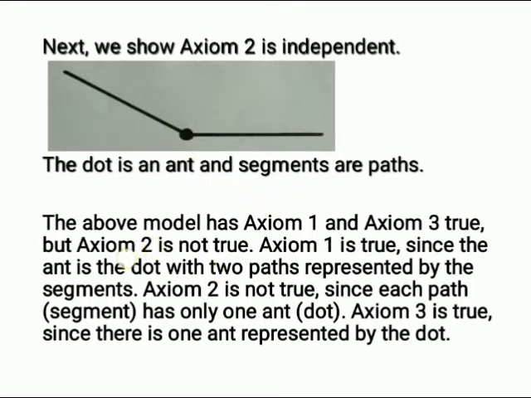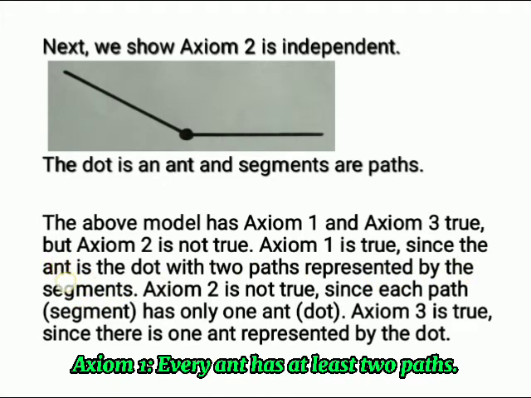So, the above model has axiom 1 and axiom 3 true, but axiom 2 is not true. So, axiom 1 is true since the ant is the dot with two paths represented by the segment. So, di ba sabi sa axiom 1 every ant has at least two paths. So, sa model natin, meron siyang at least two paths or dalawang daanan. So, nasatisfy natin yung axiom 1.